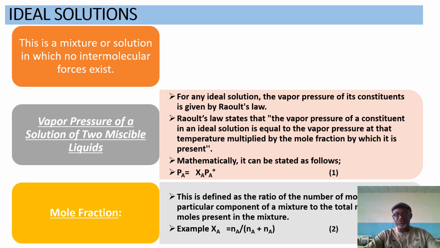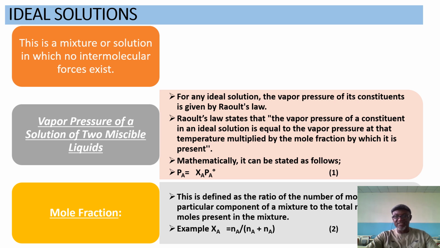Now we're looking at two miscible liquids that form an ideal solution. For any ideal solution, the vapor pressure of its constituents is given by Raoult's law. Raoult's law states that the vapor pressure of a constituent in an ideal solution is equal to the vapor pressure of that constituent at that temperature multiplied by the mole fraction by which it is present. Raoult's law applies to liquid solutions just like Dalton's law applies to gaseous mixtures.